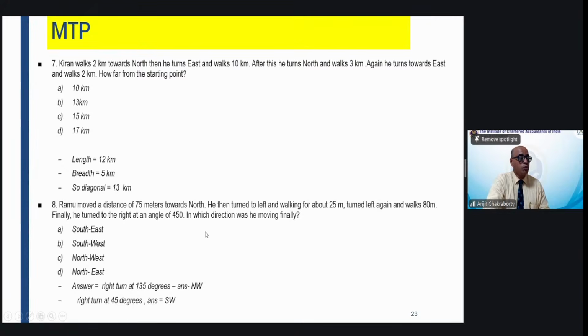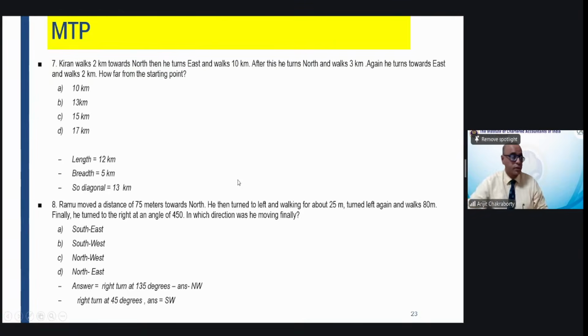Number 8, Ramu moved a distance of 75 meters towards north. Okay, let's see number 8 now. 75 meters towards north. Again, I change my page, a fresh page.